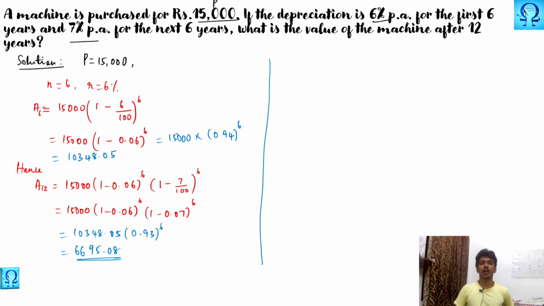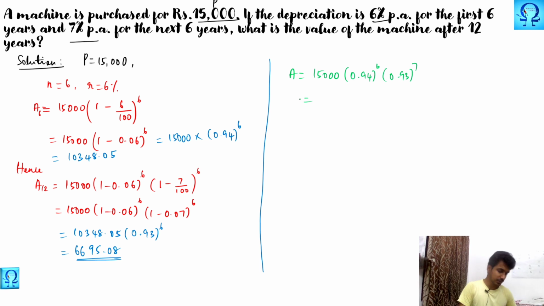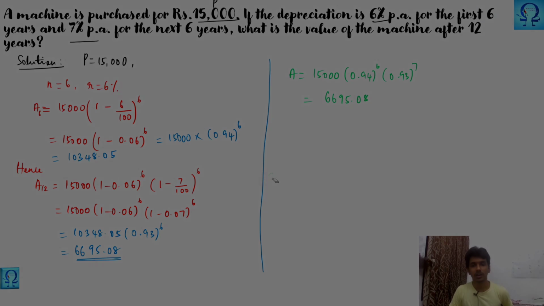The direct way of calculation just leads us to the amount is 15,000, 1 minus 0.06, that is simply 0.94 to the power 6 and 0.93 to the power 6. In a single step, we may do this calculation. That is the idea. So here also we are going to get the same. Right? Thank you.